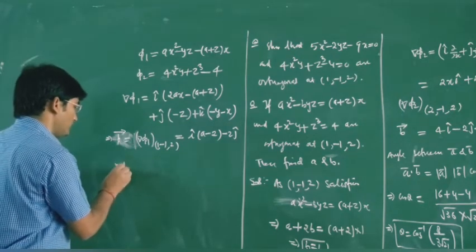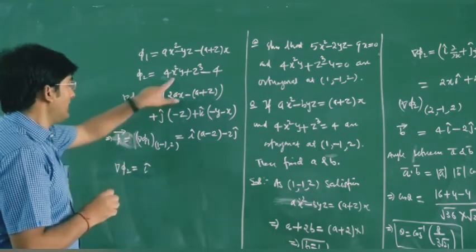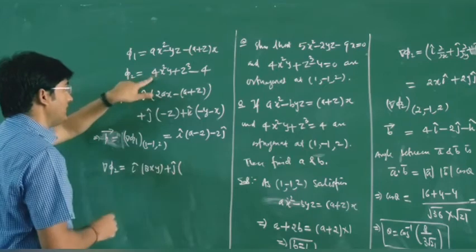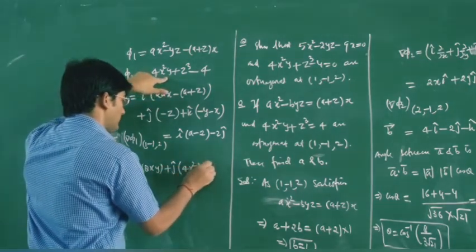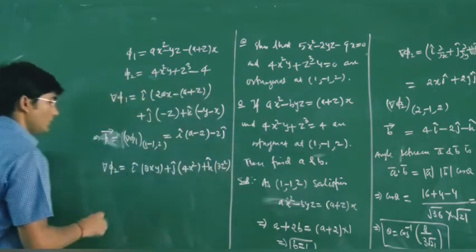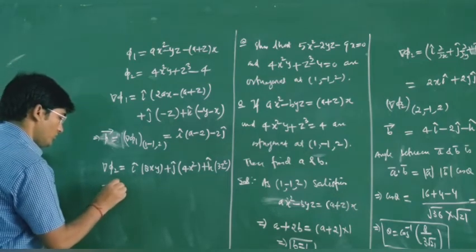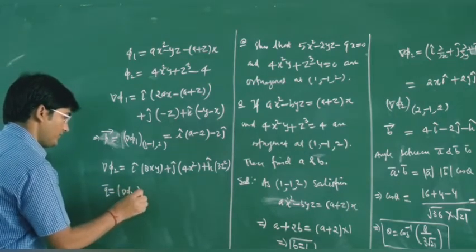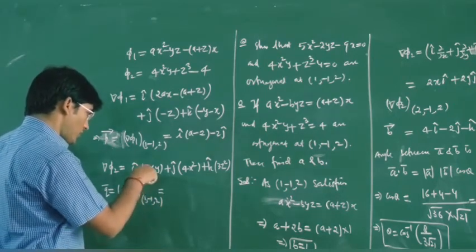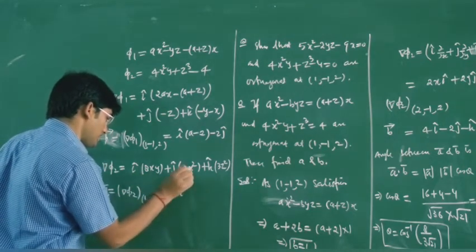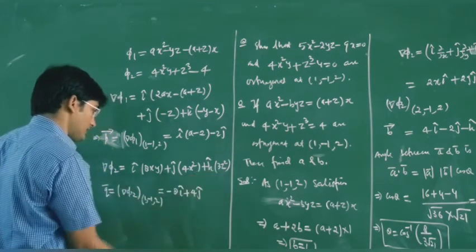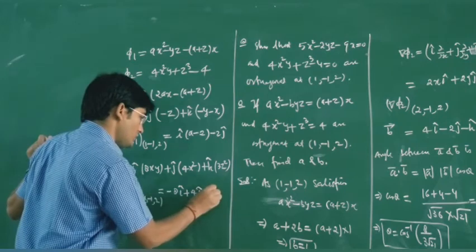Now grad phi 2 will be equal to i del by del x of this bracket, so this will be your 8xy. Then you will have j del by del y, so this will be 4x square, and k del by del z, so this will be 3z square. Now say this vector is Q at the point 1, minus 1, 2. If you put the value of x as 1, y as minus 1, then this will be minus 8i. Then we have 4j. Then put the value of z as 2, so 4 into 3 is 12, so we have 12k.